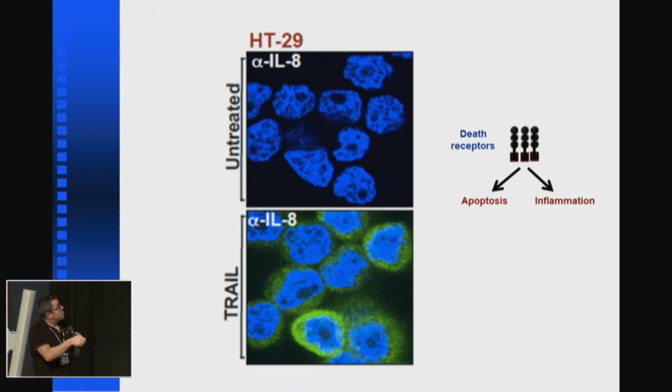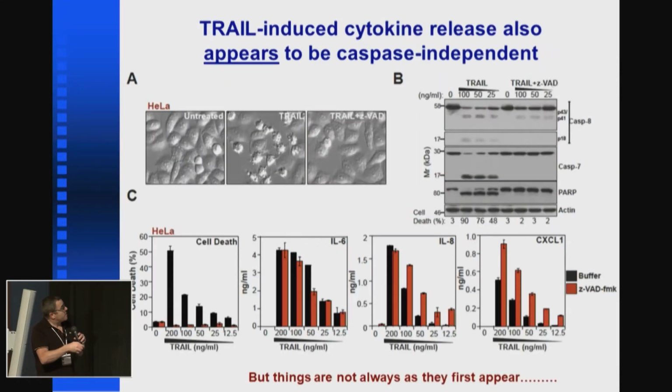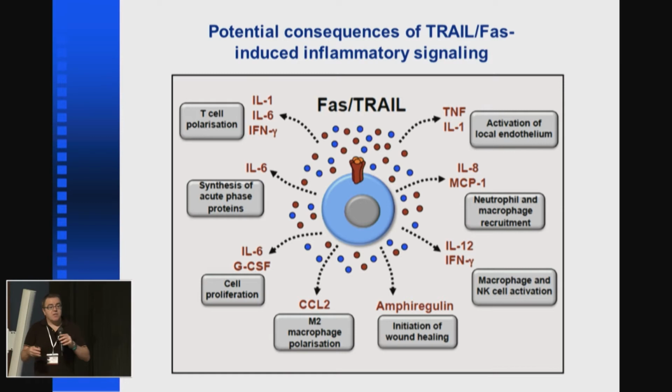This is a nice example here, HT29 cells. Untreated cells have absolutely no interleukin-8, but within a few hours of treatment with TRAIL, the cells have no apoptotic phenotype whatsoever, but if you stain for intracellular IL-8, and of course you look at the medium, you find lots of IL-8 being produced. So death receptors don't just induce death, they also induce inflammation, and that can occur in tandem, or you can get the inflammatory output without the cell death output. I'm going to skip that. So there's multiple consequences of inflammatory cytokine production in the tumour environment.